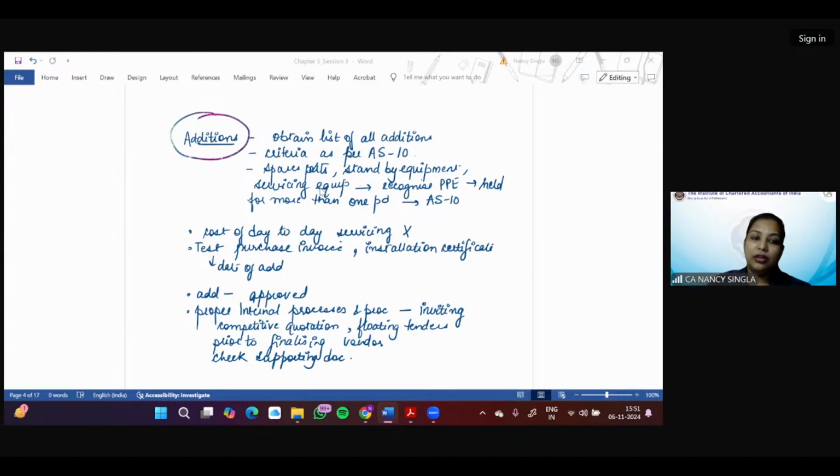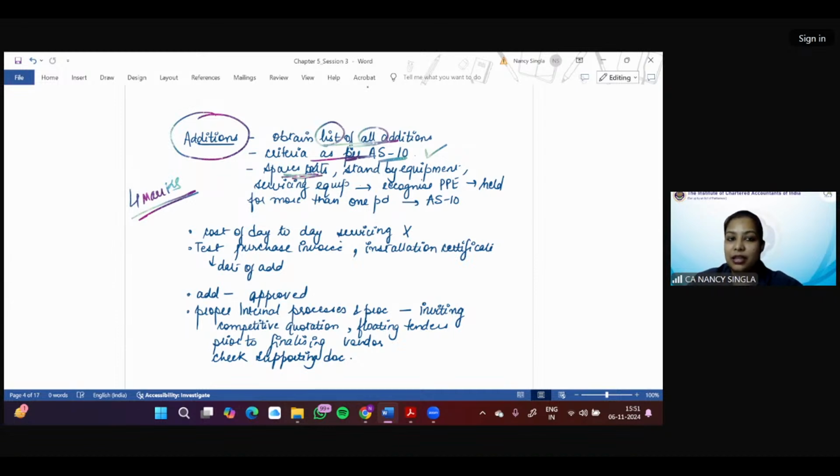So first of all, in order to verify the addition, students, you may get a direct 4-mark question that during the year, when you were conducting the audit of so-and-so company, you have been asked to verify the additions of the PPE, right? So this is the process. With respect to the addition, first of all, you will obtain what? The list of all the additions, right? So you will ask the management to provide you with the list, and you will see whether the criteria as per AS 10 are met, whether the asset that has been capitalized meets the criteria given by AS 10. Which we have just done, right?